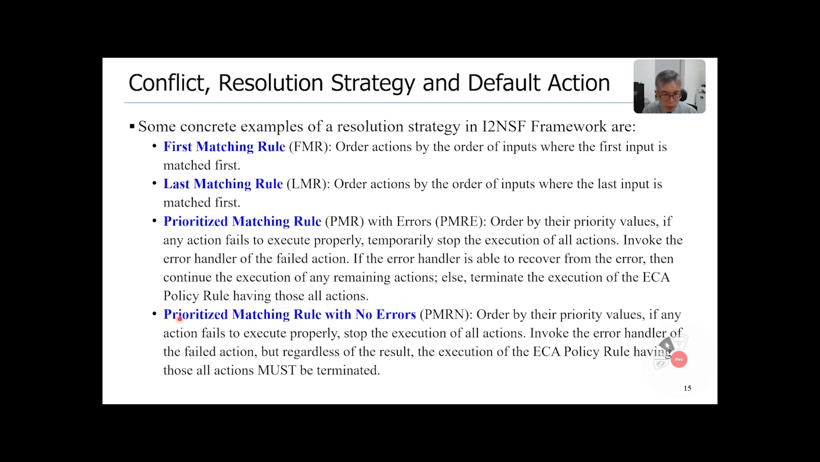The second one, prioritize the matching rule with no error case: order by their priority values. If any action fails to execute properly, stop the execution of all actions. Invoke the error handler of the failed action, but regardless of this result, the execution of the ECA policy rule having all those actions must be terminated.